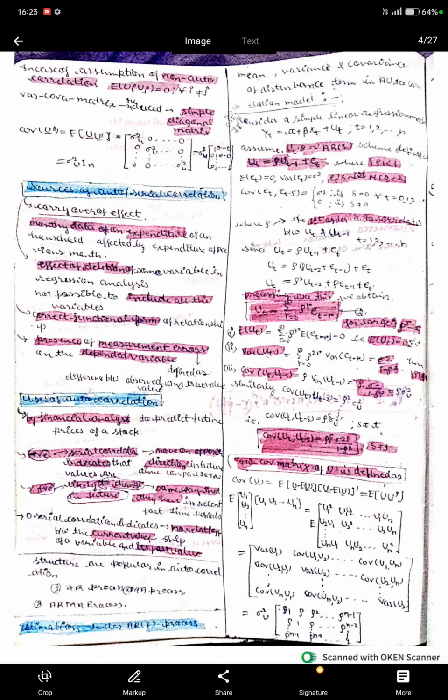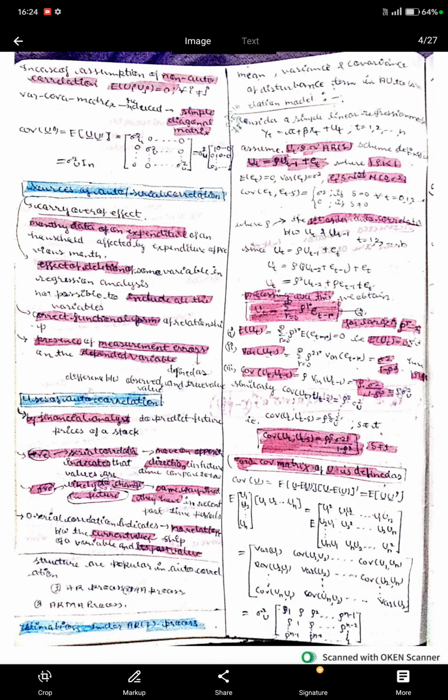The variance covariance matrix of the vector u is defined as covariance of u equals expectation of (u minus expected u) into (u minus expected u) transpose, which equals expectation of u u transpose. Here u is a column vector of u1, u2 and so on up to un, and u transpose is a row matrix u1, u2 and so on up to un.